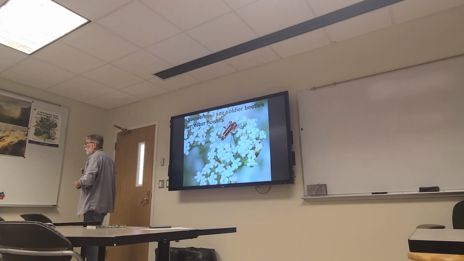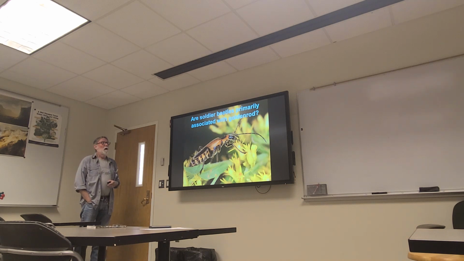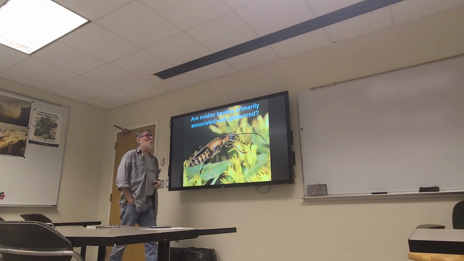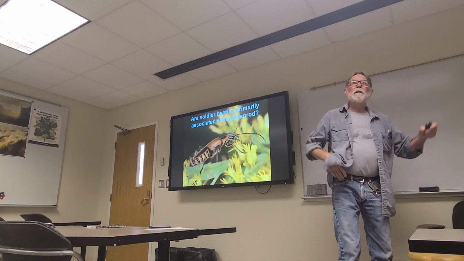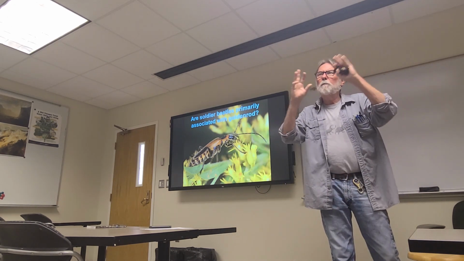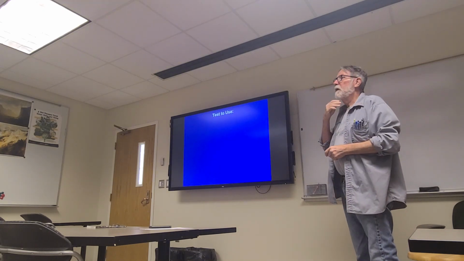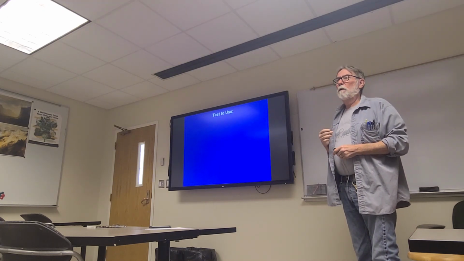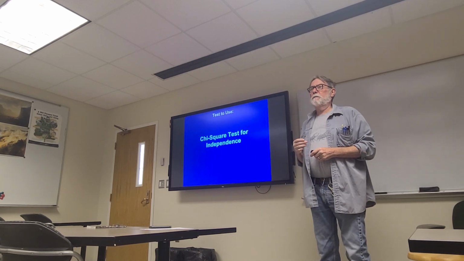So my observations are: I see soldier beetles on flowers. Seems like I mostly see them on goldenrod, but I do see them on other flowers. So, are soldier beetles primarily associated with goldenrod? Is there something going on between the two of them? That becomes my question. And the test to do this is also a chi-square. Only this is called the chi-square test for independence.